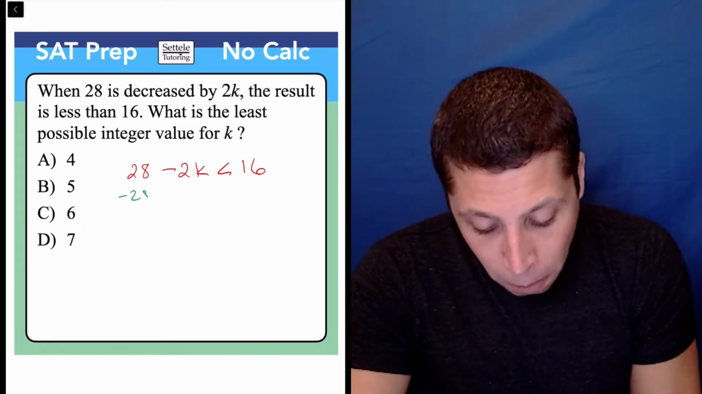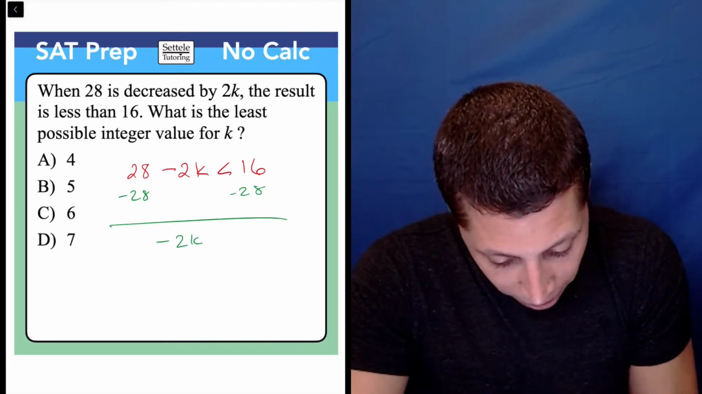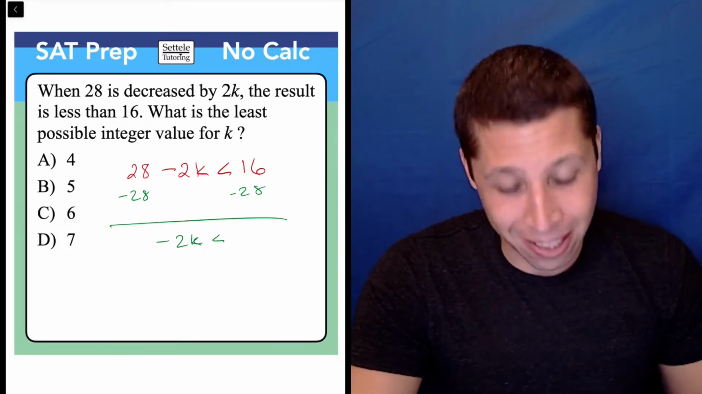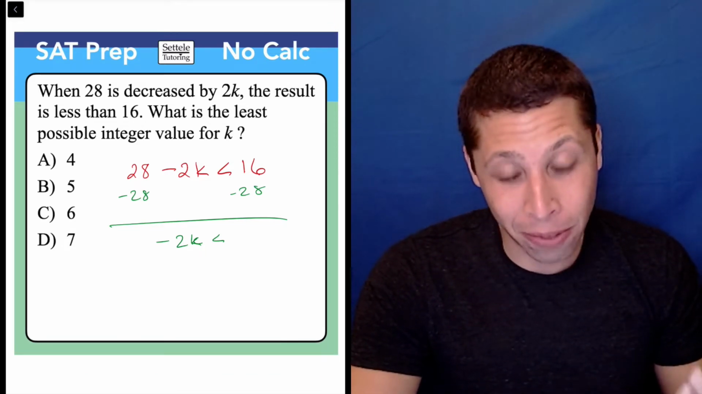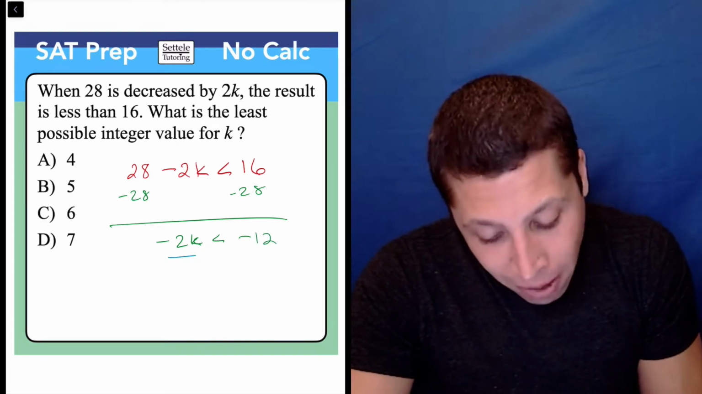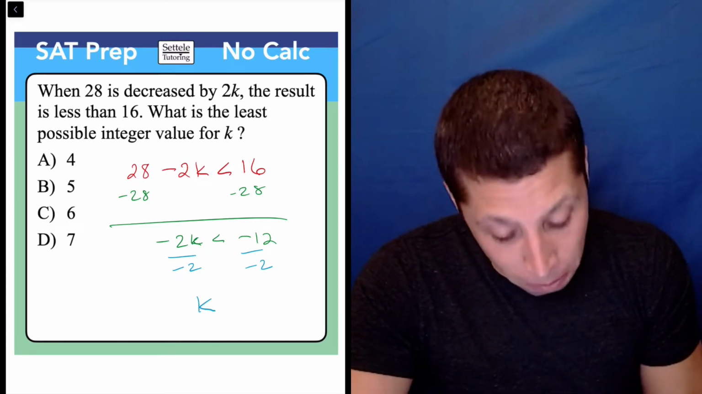So I would start by subtracting 28. This is the no calculator section, so we're going to have to do that by hand or in our heads. So I do 28 minus 16, which is 12, and then I put the negative back on, so it's negative 12. And then when I divide by negative 2, I get k, and this is the important part, is greater than 6.